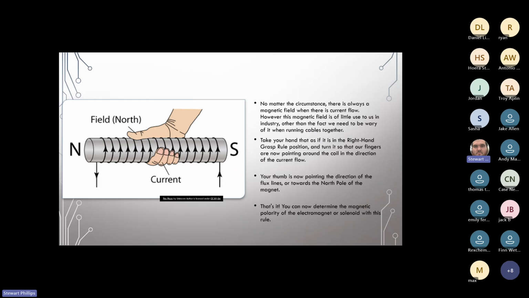So we take our right hand like we talked about and grab the bar or the cable and turn it so that our fingers are now pointed around the coil in the direction of current flow. The thumb is pointing in the direction of flux lines, or towards the north pole of the magnet. So you can determine the magnetic polarity of the electromagnet or solenoid with this rule if it is a DC magnet, bar magnet, or DC solenoid.